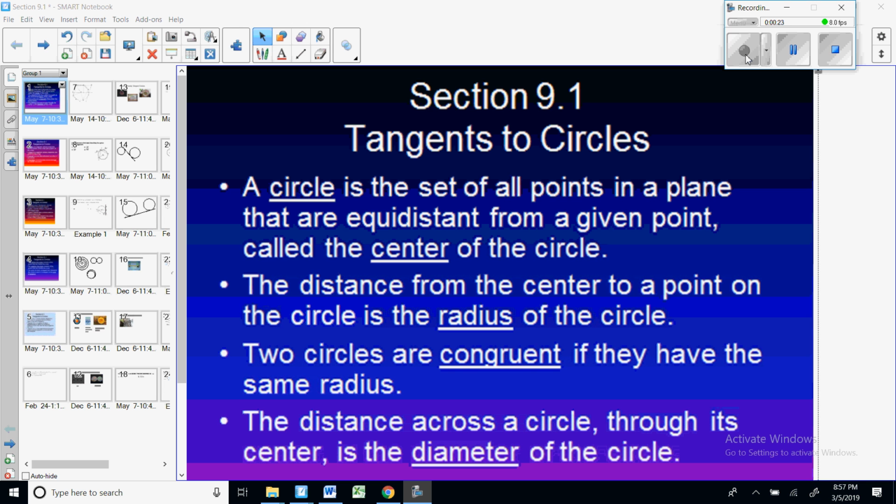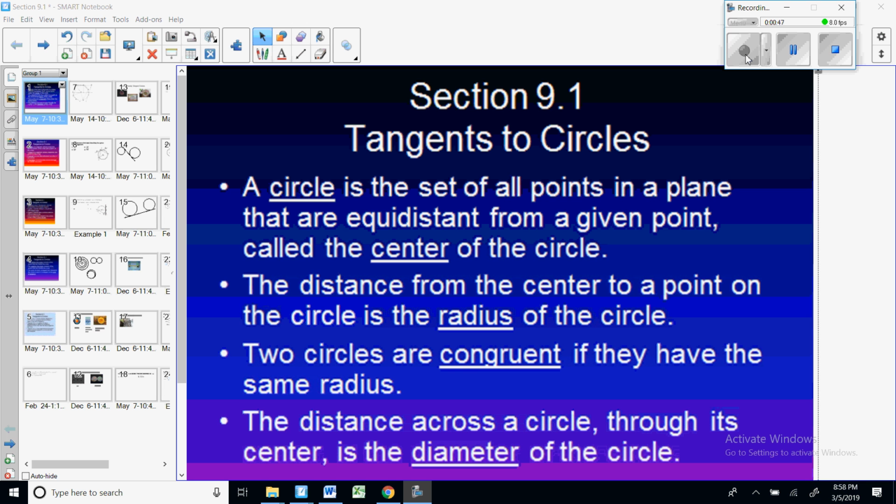A circle is a set of all points in a plane that are equidistant from a given point called the center of the circle. Now the key part here is the fact that it's in a plane, and as a result of that, circles are two-dimensional in shape. The distance from the center to a point on a circle is the radius of the circle, and two circles are congruent if they have the same radius. Okay, so if the distance to the edge of the circle is the same, your circles are congruent.